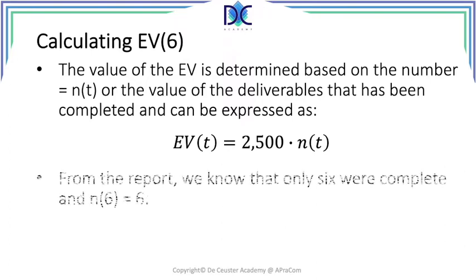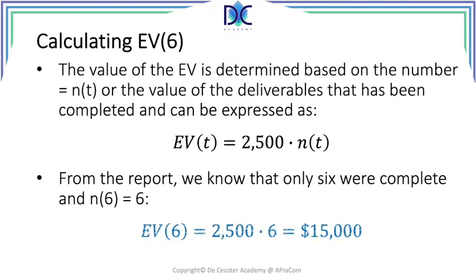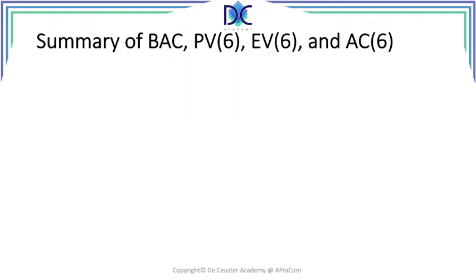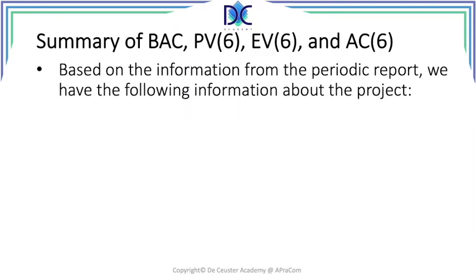Now the earned value in period 6. We know that n of 6 is equal to 6, so we created 6 deliverables, and the earned value at period 6 is 2,500 times 6, which is 15,000. Now we have all the parameters, and we can put all of that in the table here. We have the following basic information that we will need to do the earned value management.